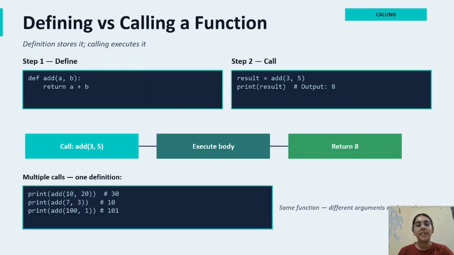Defining versus calling. There's a key difference between defining and calling a function. When you define it, you are just storing the instructions. When you call it, that's when it actually runs. You can call the same function multiple times with different inputs. Define once, use forever.